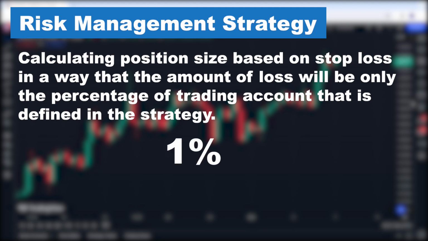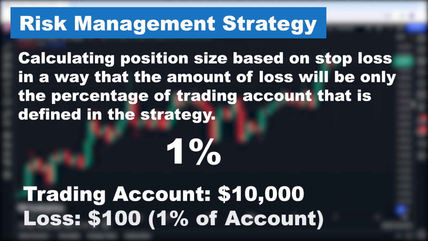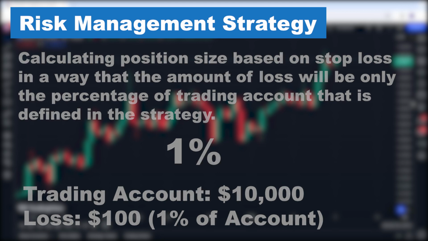For example, if you have a $10,000 trading account, based on this strategy, on each trade, if your stop loss is hit, you will lose only 1% of your trading account, which becomes $100. Losing a small percentage of your trading account helps you to stay in the game, and with a proper win rate and risk to reward ratio, you will definitely be a profitable trader. Let me explain how it works.